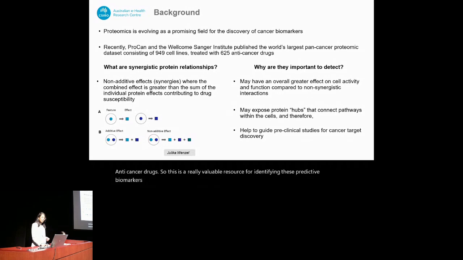So what's really difficult to tease out, though, is that in cancer, there are often multiple misregulated pathways as a result of the dysregulation of many proteins. So this effect is really hard to capture in the context of drug resistance and sensitivity. So we think that we should be able to capture these synergistic protein relationships.